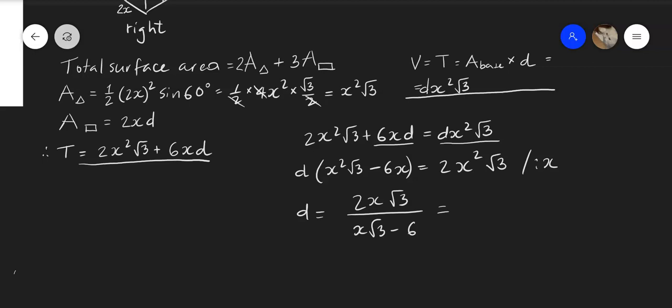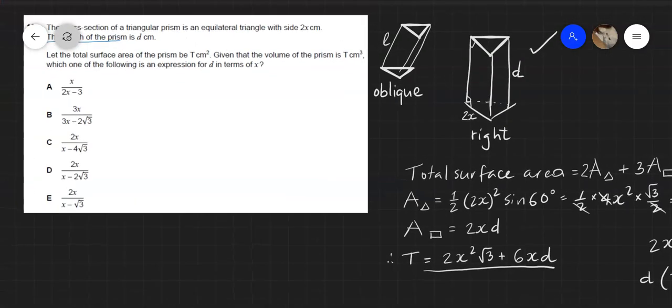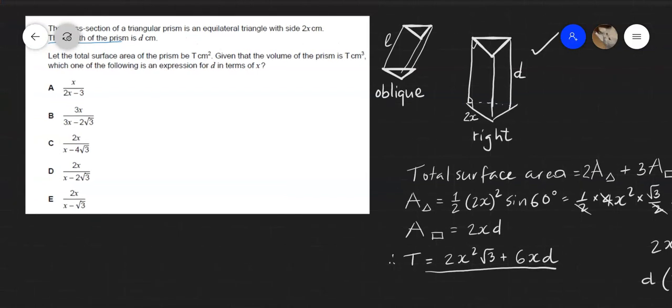So that will give me 2x. I got rid of the root 3 in the numerator. And in the denominator then I would have x minus 2 root 3. Okay, so now that does look like one of the answers. Let's see, 2x over x minus 2 root 3. So this is the answer D.